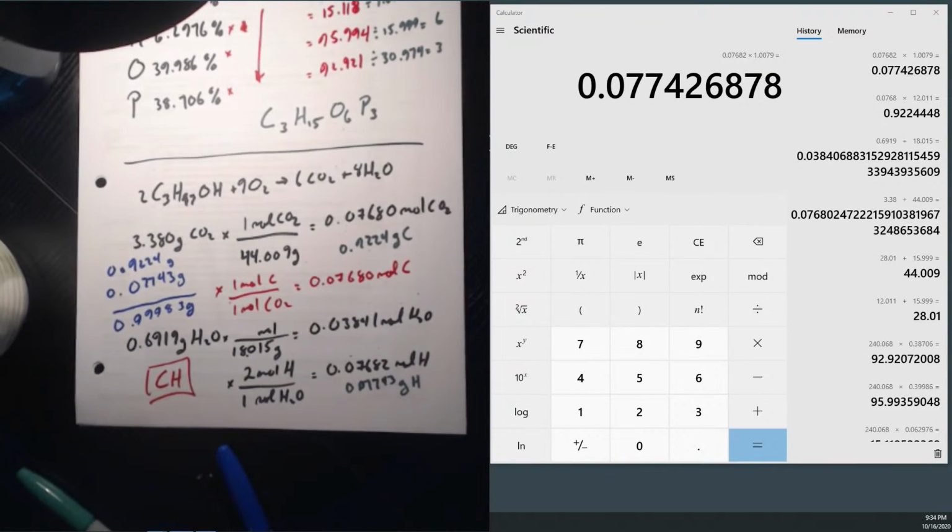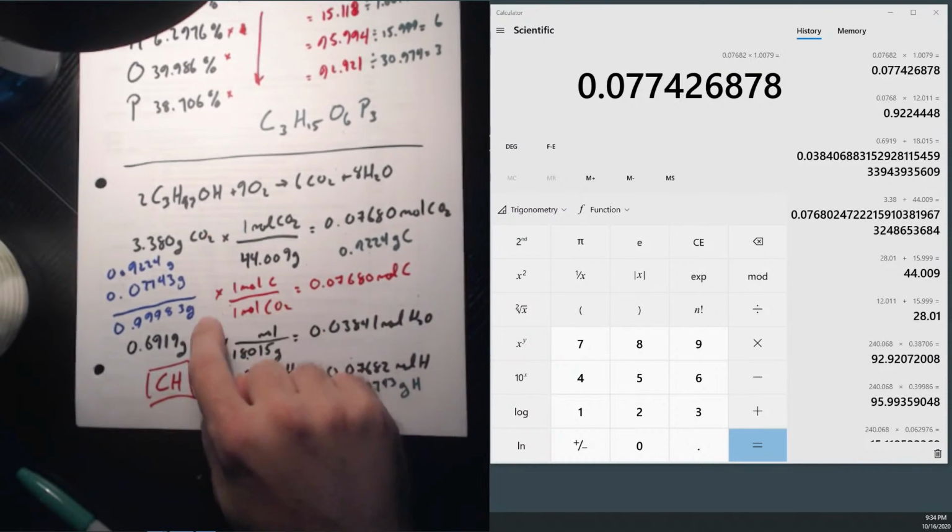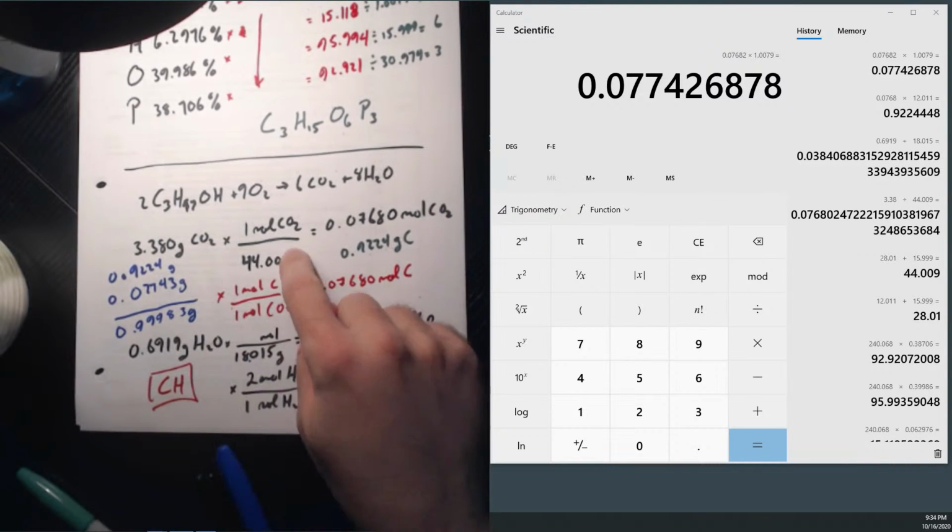So that is how you get from these raw numbers to an empirical formula. And if they give you the molar mass, then you could then find the molecular formula in the exact same way. So step 1, you convert your masses to moles.